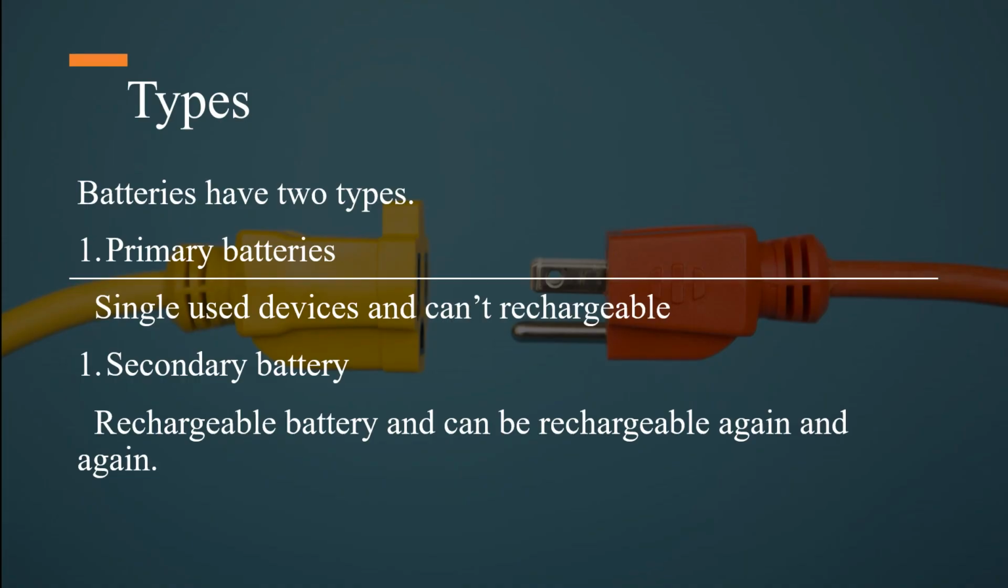Here there are two types of batteries. The first is primary batteries and the second is secondary batteries. Primary batteries are single use devices and can't be recharged. Secondary batteries are rechargeable and can be recharged again and again. So it means lithium ion batteries are basically secondary batteries. As we said earlier, lithium ion batteries can be recharged again and again.